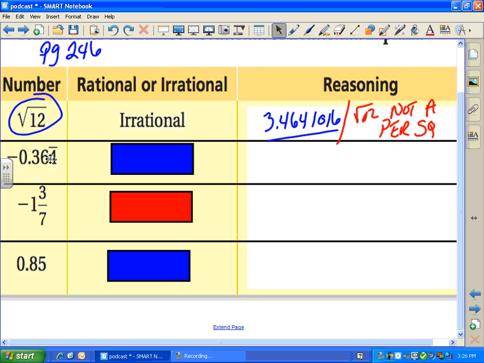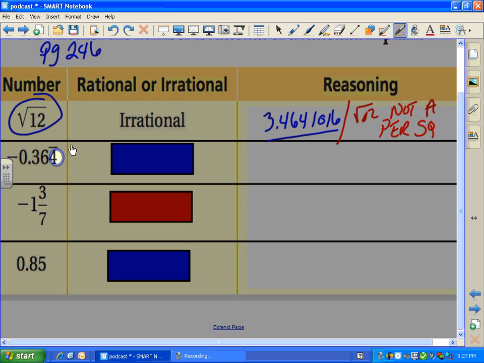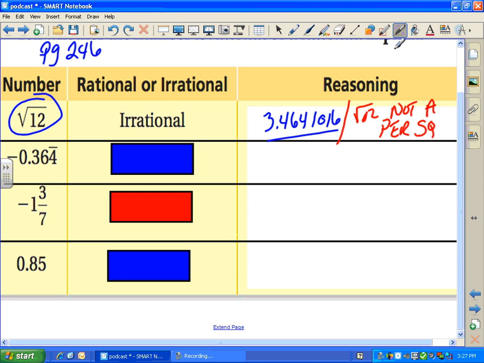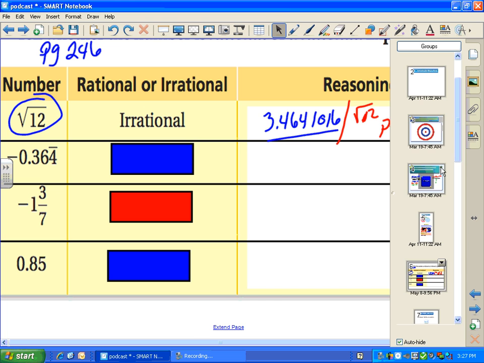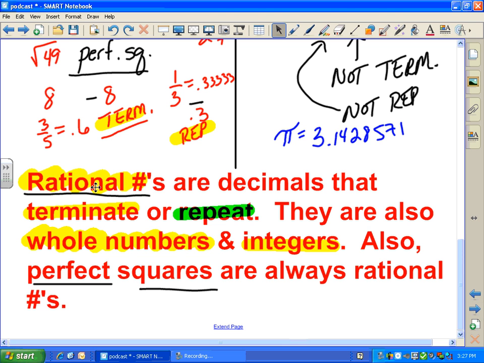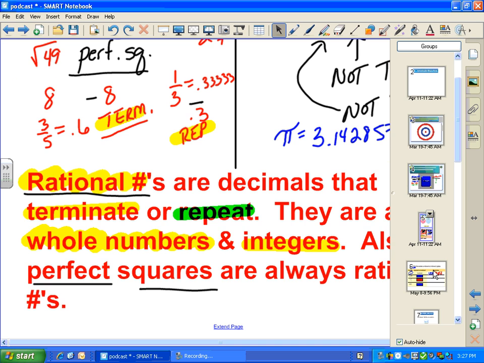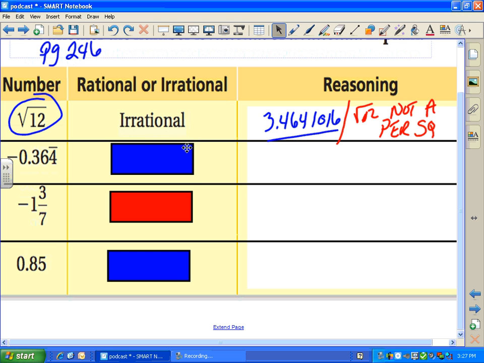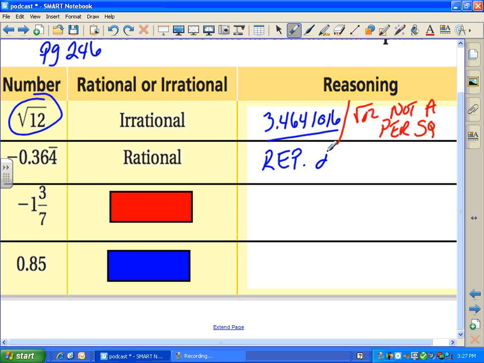Negative 0.364, repeating. Well, this gives me a huge clue right here, because this is bar notation and it tells me that the 4 keeps repeating. I remember by definition, rational numbers are decimals that terminate or repeat. So since this is a repeating decimal, I'm going to say it is rational. And I'll just abbreviate over here, repeating decimal.